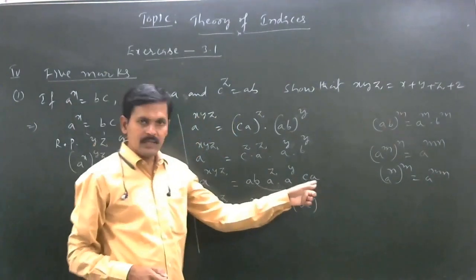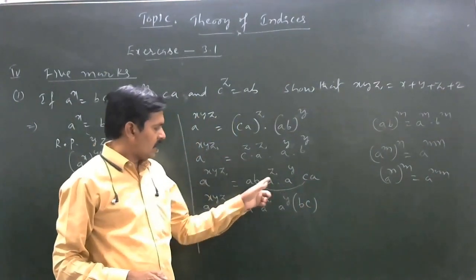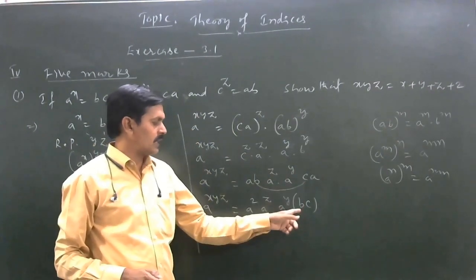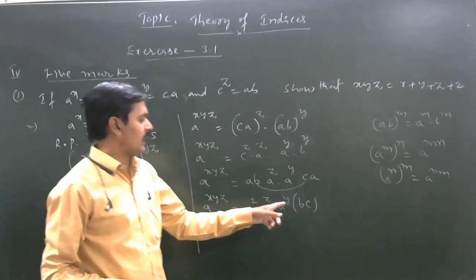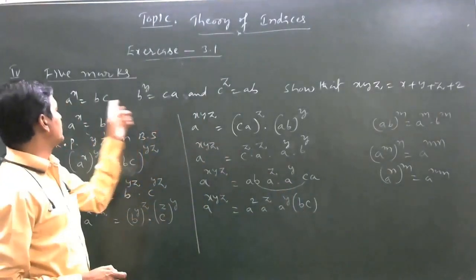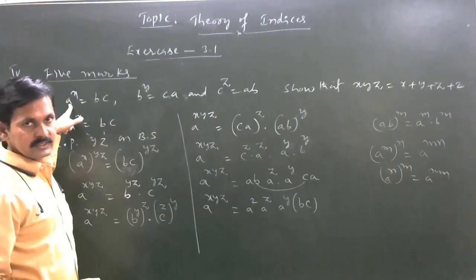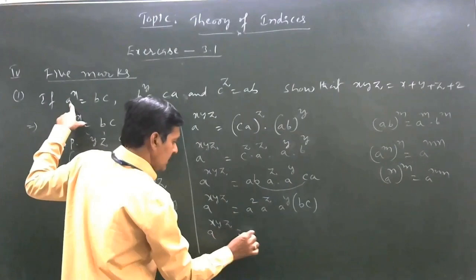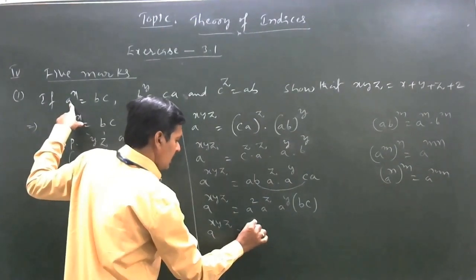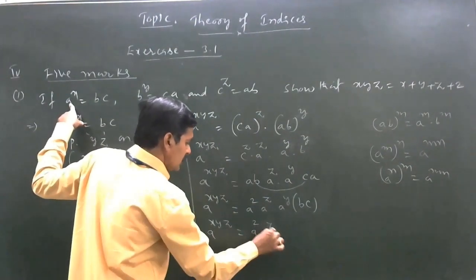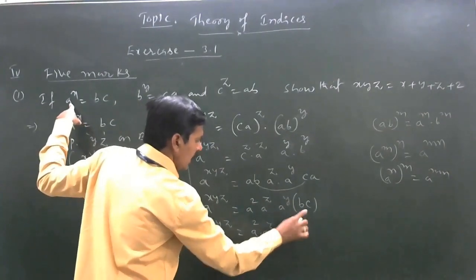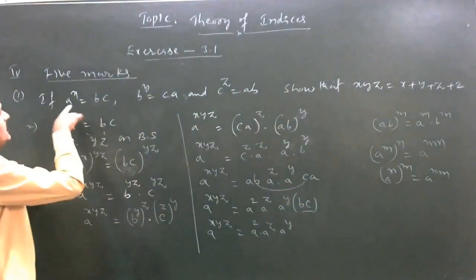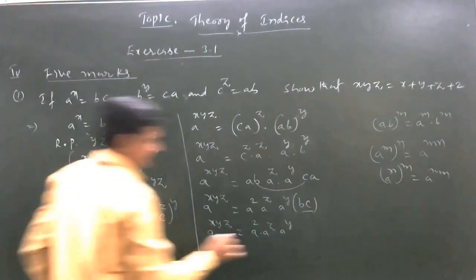Here A into A square, A power z and A power y. The remaining values B into C, BC. Again by data, what about BC value? BC is equal to A power x. Here A to the power of xyz is equal to A power A square, A power z and A power y. Again put in this equation by replacing BC. By data, what about BC value? A power x.